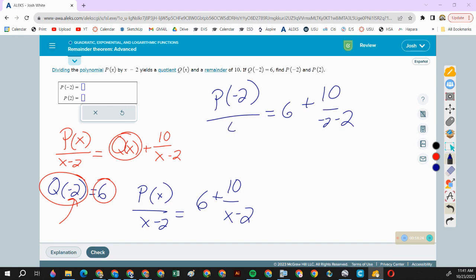So this is just a 4. Over here I get 6 plus 10 over -4. So that's 6 minus 2.5. So that's 3.5. And what is 3.5 equal to? This. So I times by 4. 3.5 times 4 is going to be my answer. Do you want to see another one of those? Yeah, that's complicated.